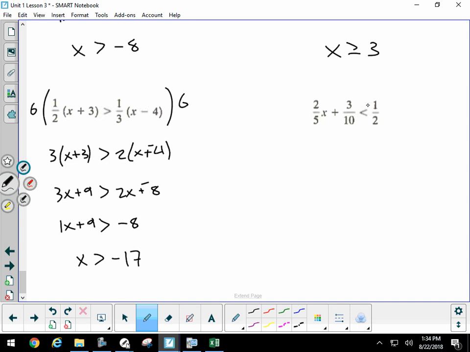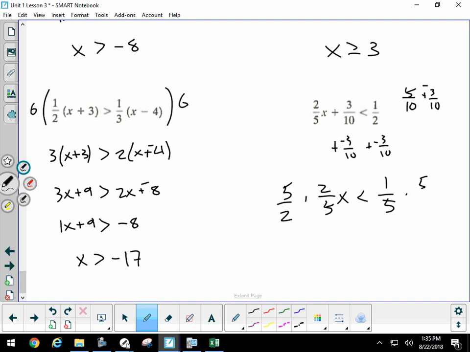This guy, let's say you want to work with fractions, go ahead. Add negative 3/10 to both sides. Maybe you have a calculator and you don't mind. You have 2/5 x is less than. I have to turn this into 5/10. 5/10 minus 3/10, or plus negative 3/10, is 2/10, which is 1/5. So this is just 1/5. Solve for x, you can multiply by the reciprocal or multiply by 5 divided by 2. Either way it works. x is less than 1/2. That's 5/10, or the 5's cancel.